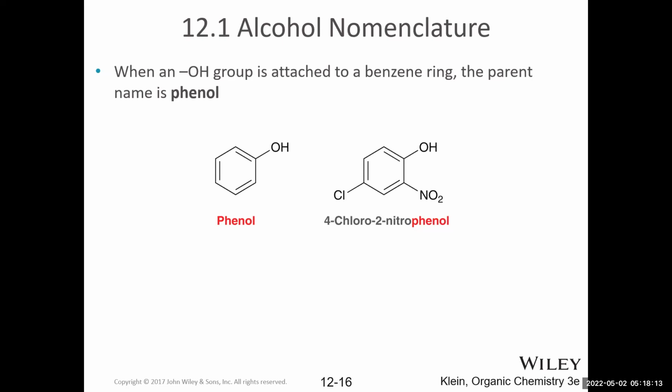And then just a brief mention of phenols. Remember, a phenol is when you have an OH group directly attached to a benzene ring, and the parent becomes phenol. We will start counting at this carbon and then go in the direction that gives the lowest number possible for any other substituents. So for example, this would become 4-chloro-2-nitrophenol.